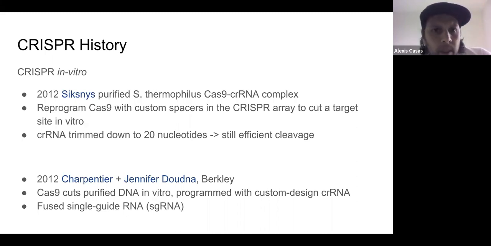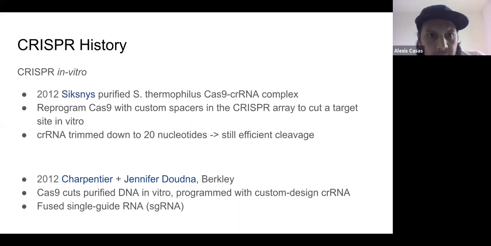He then purified the Cas9 and CRISPR RNA complex. And he reprogrammed Cas9 with custom spacers in the CRISPR array to cut a target site in vitro. So he did some work in vitro to show that he could reprogram it. And he also showed that it was enough to just use 20 nucleotides for the CRISPR RNA to get an efficient cleavage.